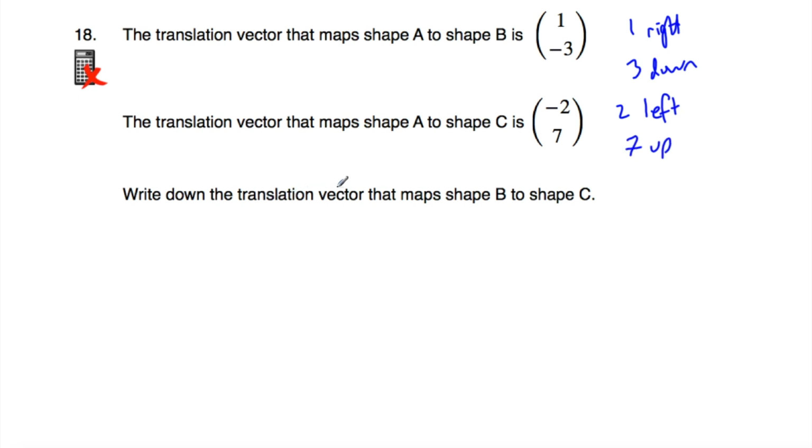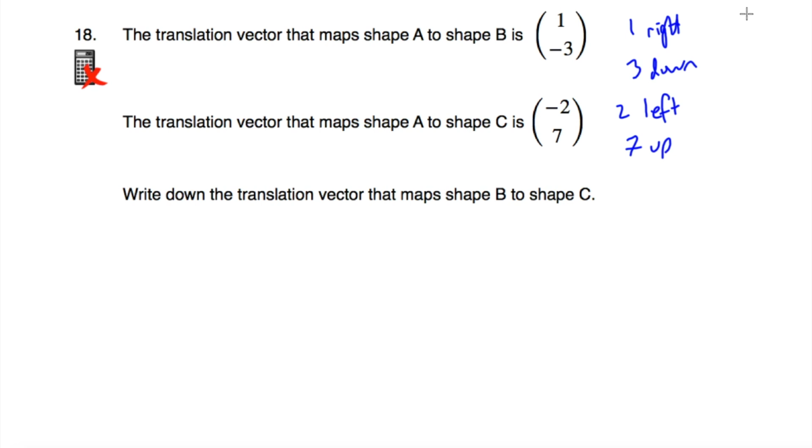The question says, write down the translation vector that maps B onto C. So if we know how to get from A to B, and we know how to get from A to C, we'll be able to figure out how to get from B to C. Now what I'm actually going to do in this question is a little sketch to help us visualize it.